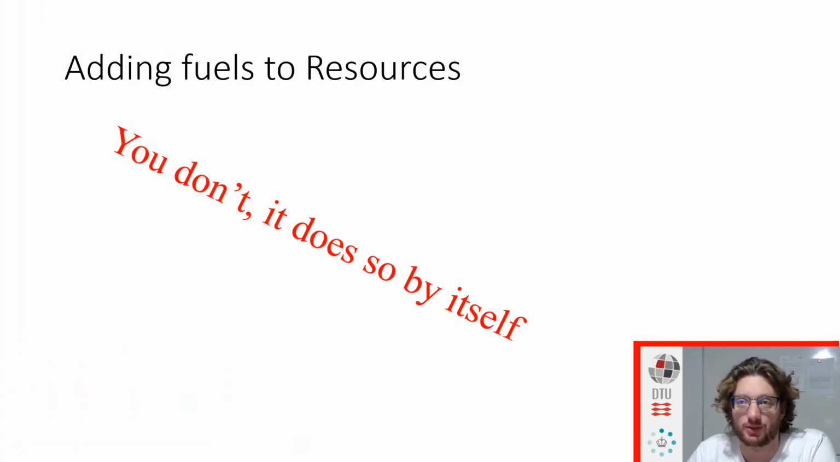So how do you add fuels to resources? Well, you don't. It does so by itself. If you add a fuel to your feedstocks or output fuels in the transformation sector, or add a fuel as a fuel for your demand sectors, it will get automatically added to your resources. Because it is the upstream module, it just knows that you're going to need them, and it will add them itself. Quite smart. Easy.